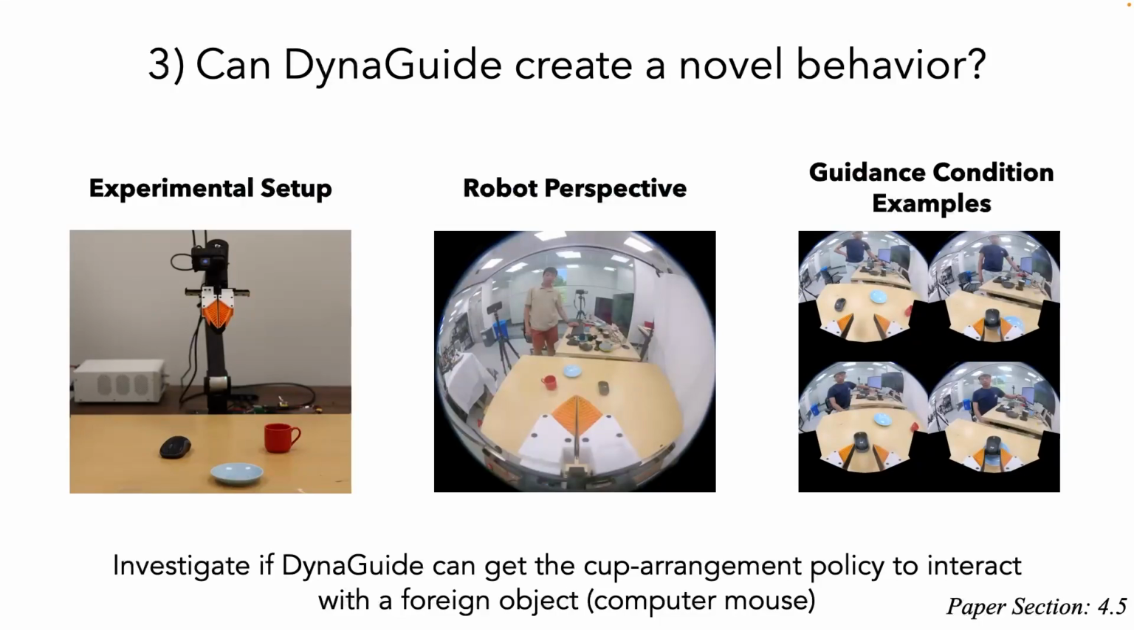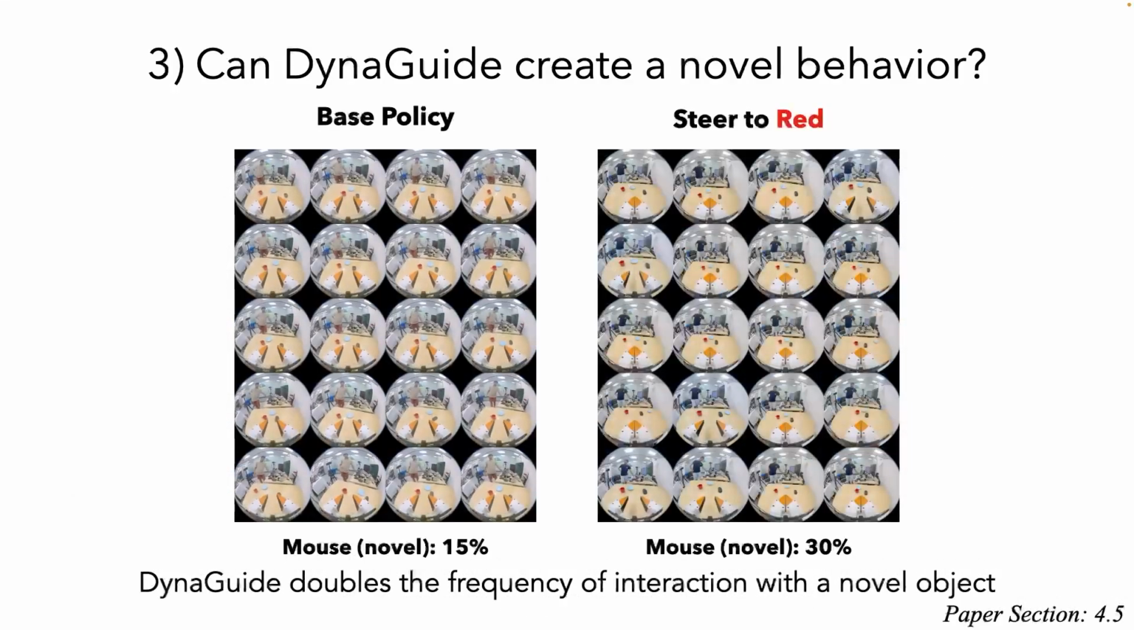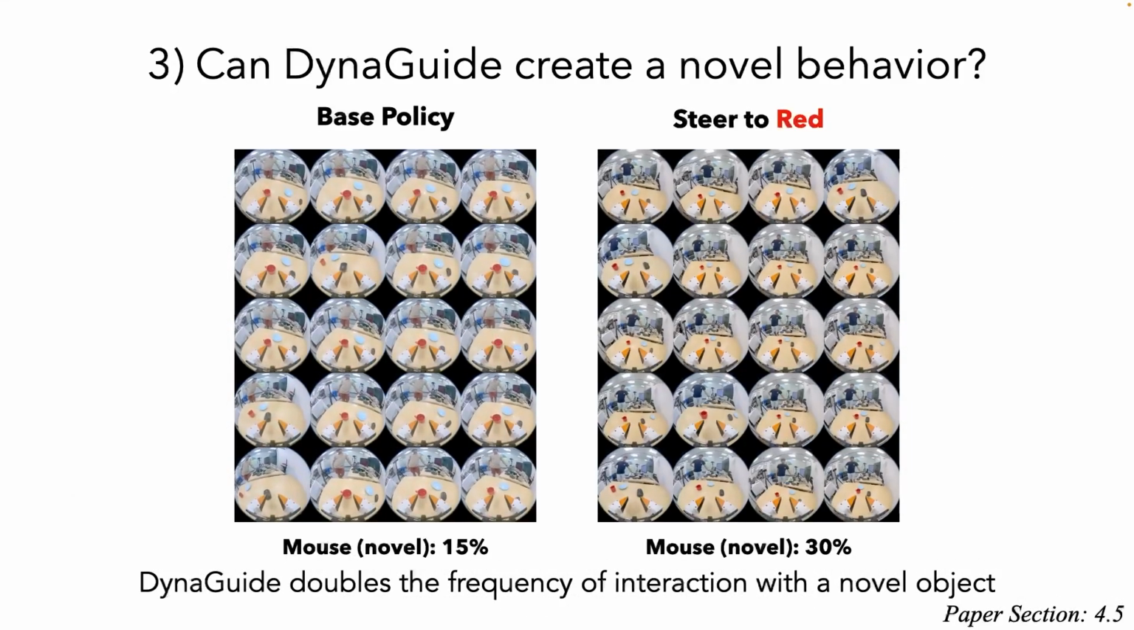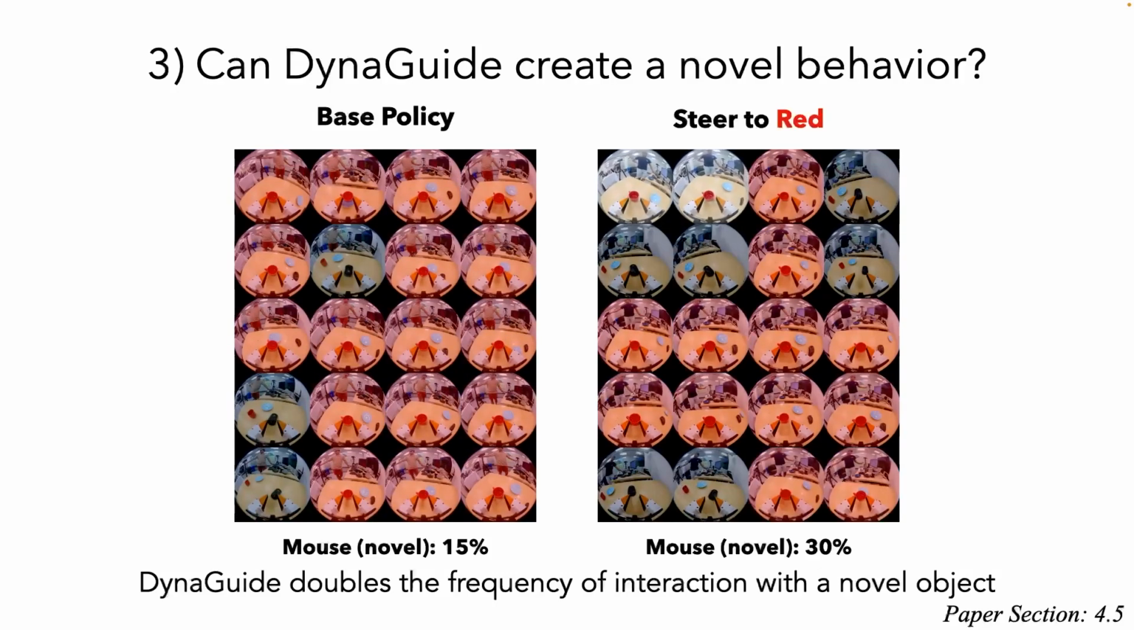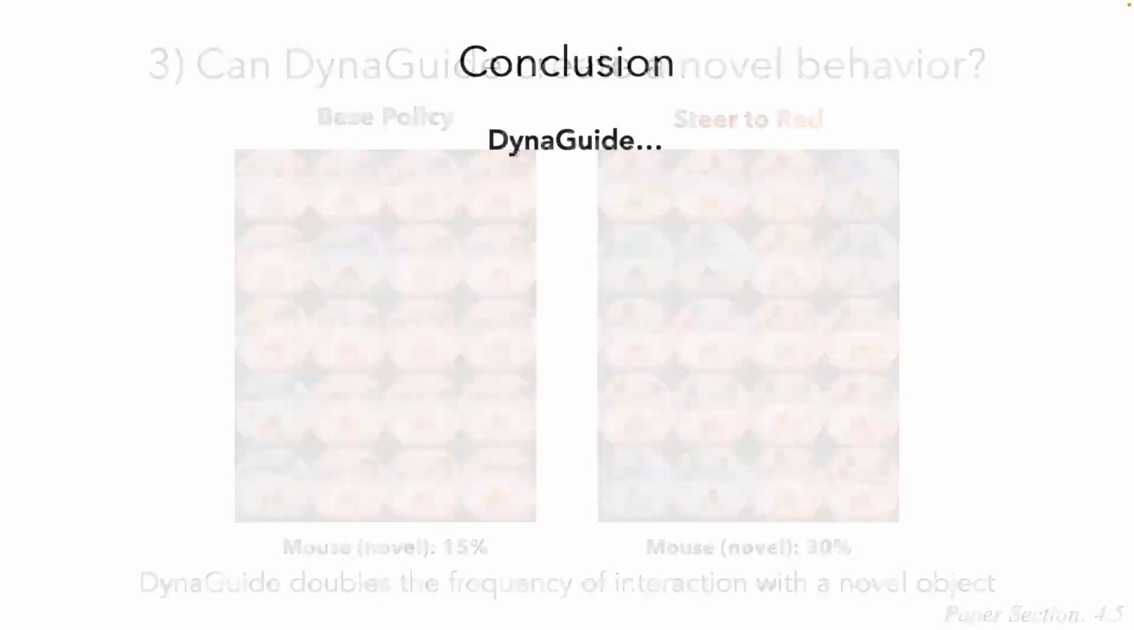In our final robot experiment, we are interested in steering the base policy to interact with an object it has never seen before. The base policy only arranges cups, but we try to steer it towards a computer mouse. As expected, the base policy avoids this novel object. The dynamics model is trained on data containing computer mice, so it is able to guide the robot towards the computer mouse and double the number of interactions with this foreign object.